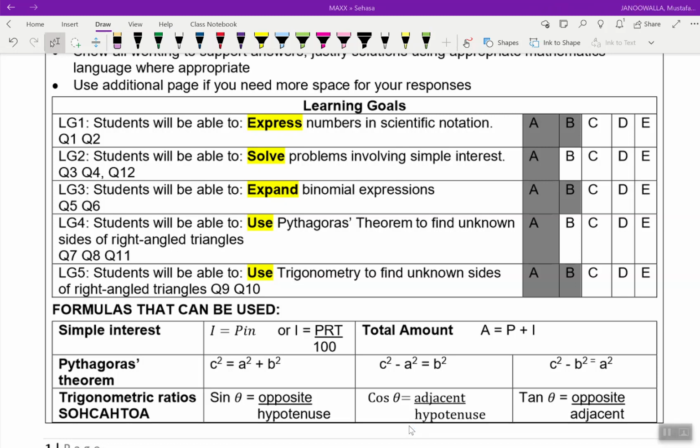All right, welcome to the first of a few videos on your practice exam. So I'll go through how to do each question, and you can then use that to revise for the exam.